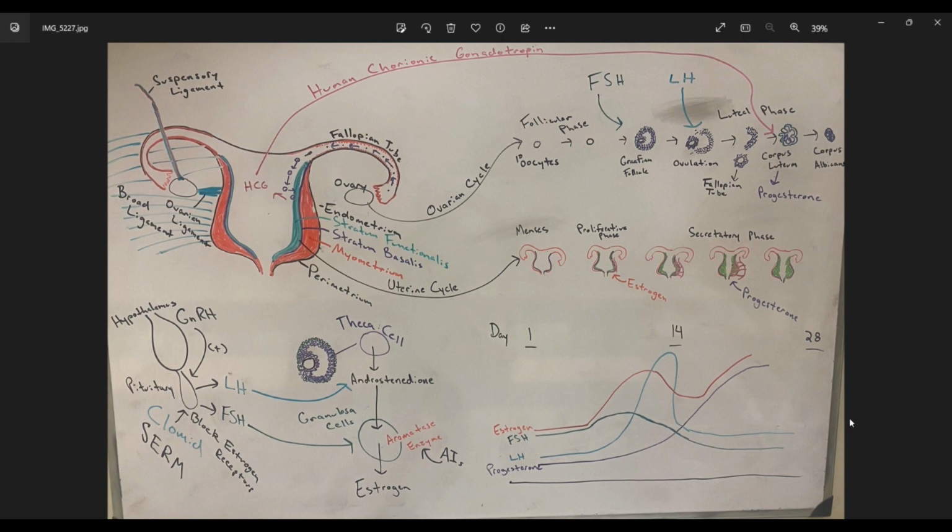Okay, so that's the basics of the ovarian cycle, the uterine cycle, and we can see the graph of how these hormones will change.